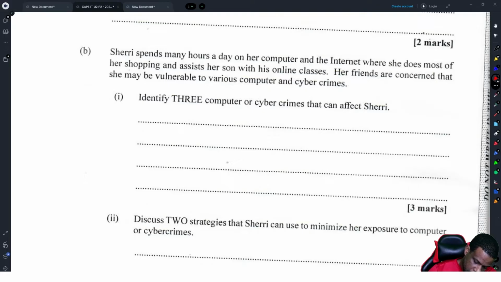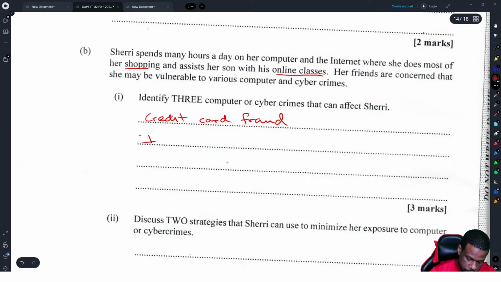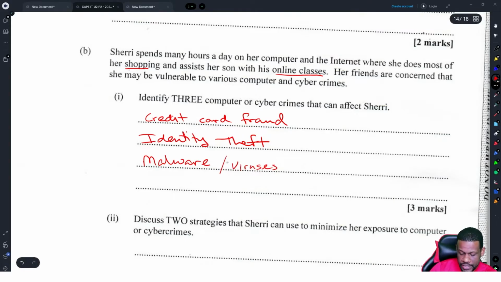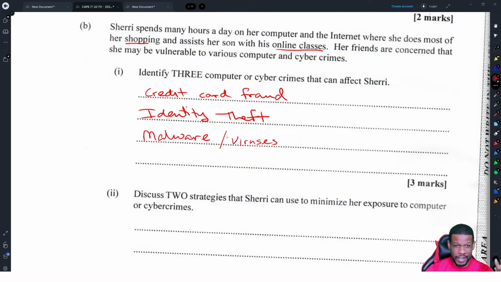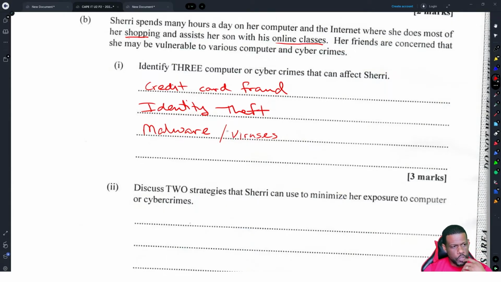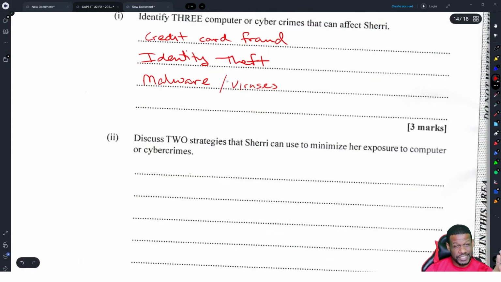Well, she is doing her online shopping and assisting her son with online class. So when you're doing online shopping, you're susceptible to credit card fraud. You could get identity theft. And with online classes, you have to download stuff, so it could be malware or viruses. I think malware is the overarching term, and then you break it down into the different types like viruses, trojans, worms and bots, so try to put one of the broken down terms just in case that's what the examiner's looking for.